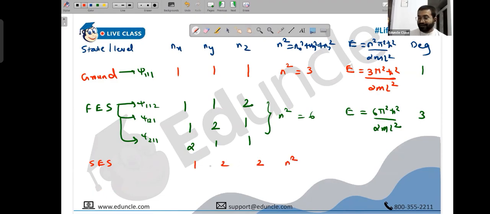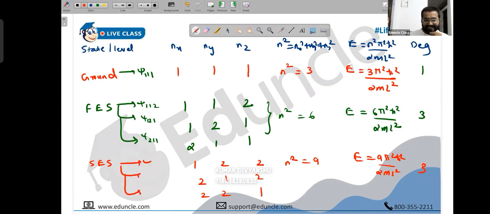N square becomes 1 square plus 2 square plus 2 square, which is 9. So energy becomes 9 pi square h square upon 2 m L square. What about degeneracy? Again I can write 1 2 2, I can write 2 1 2, and I can write 2 2 1. So degeneracy is again 3. Again, we have 3 degenerate states: psi 122, psi 212, and psi 221.